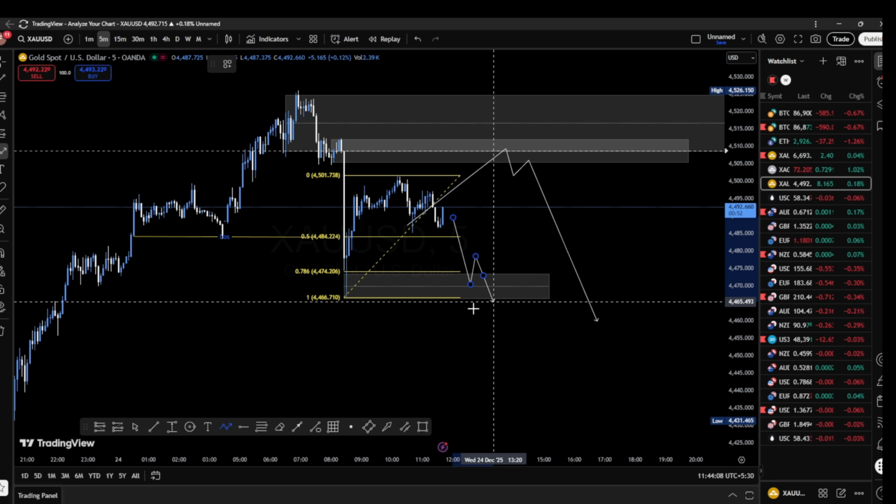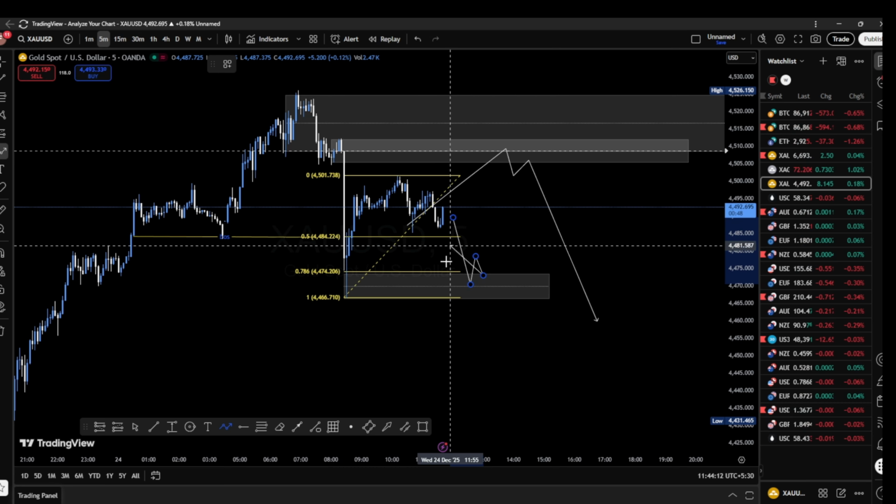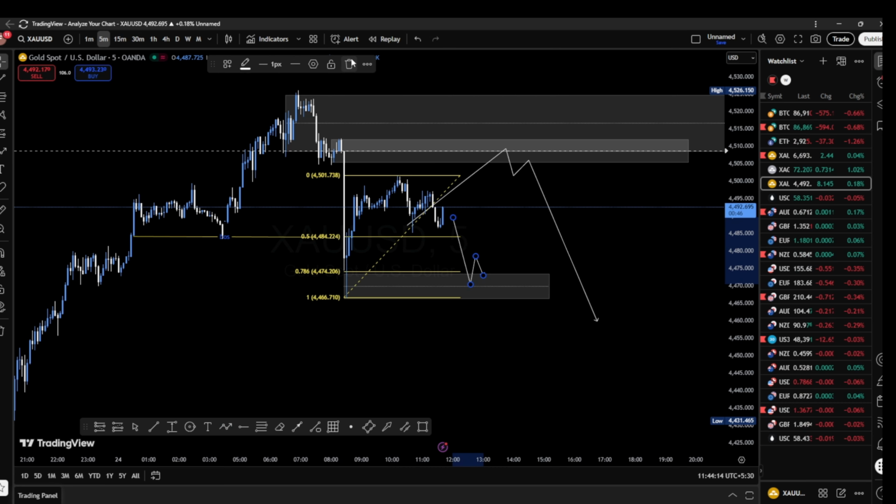But confirmation is a must. You have to wait for confirmation. Okay, so this is for gold. Before it comes to those zones, if it comes to this one, then it's going to be like this. Okay, this is for gold. The market is creating liquidity, but you have to wait for confirmation even in a shorter time frame.